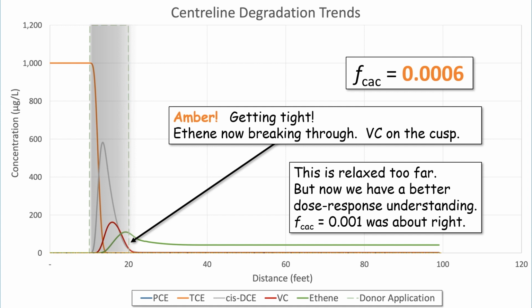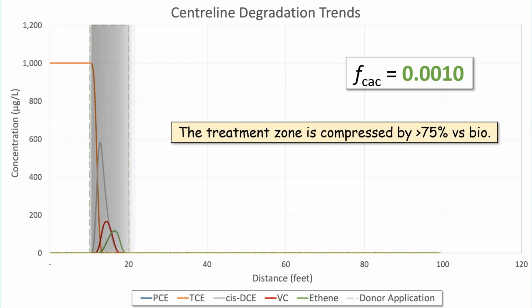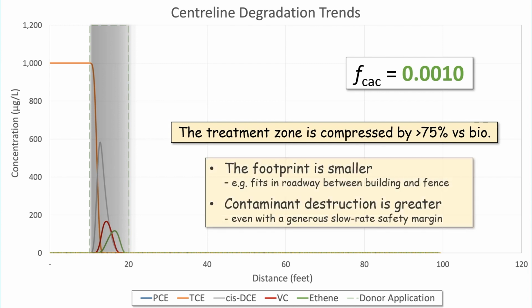We've got a better feeling of the dose-response relationship. Perhaps a fraction of colloidal activated carbon of 0.001 was about right. Let's put that back in. So there's our treatment zone at that dose, still compressed by greater than 75% compared to bio on its own. The footprint is now a lot smaller. It will fit into the space perhaps between a building and the site boundary. And the contaminant destruction is greater, even with a generous safety margin on the degradation rates.